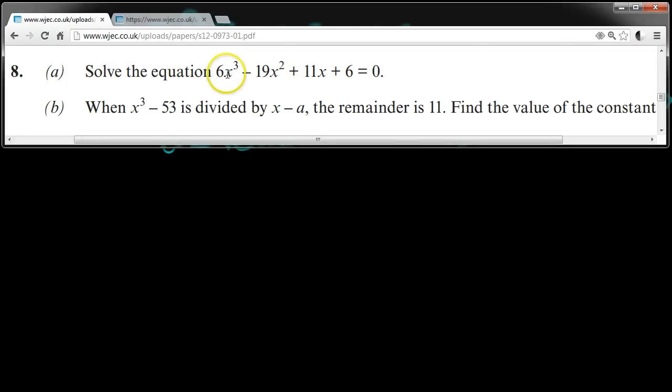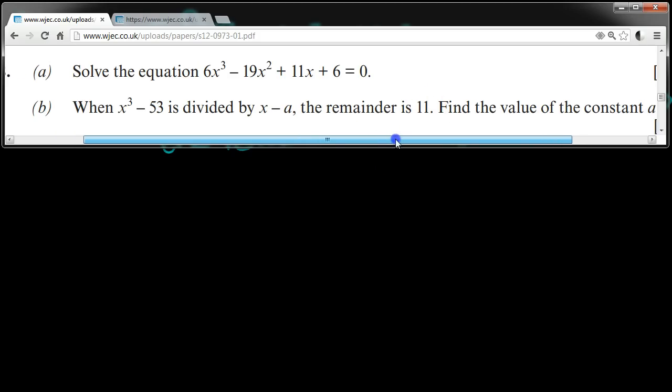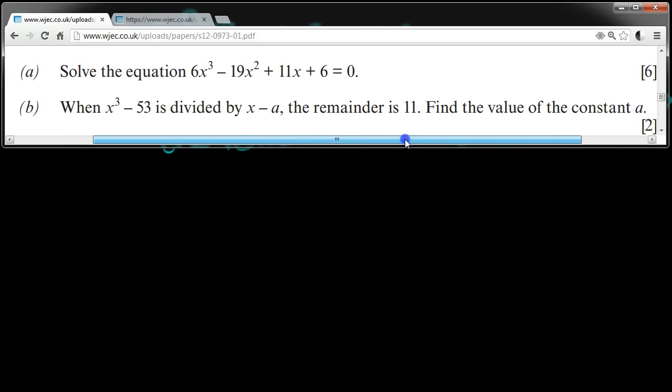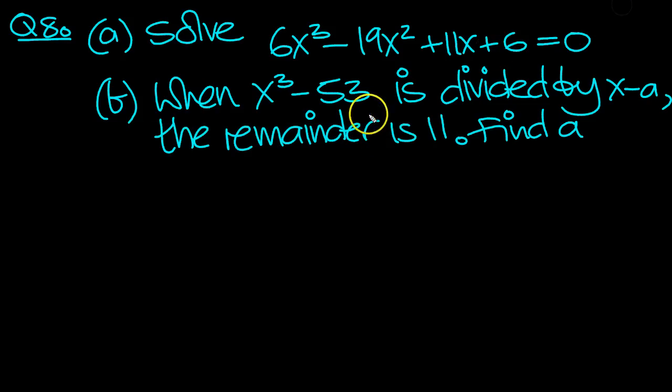Solve the equation 6x cubed minus 19x squared plus 11x plus 6 equals 0. Part B. When x cubed minus 53 is divided by x minus a, the remainder is 11. Find the value of the constant a. So let's have a look at this then. I've summarized the question above.